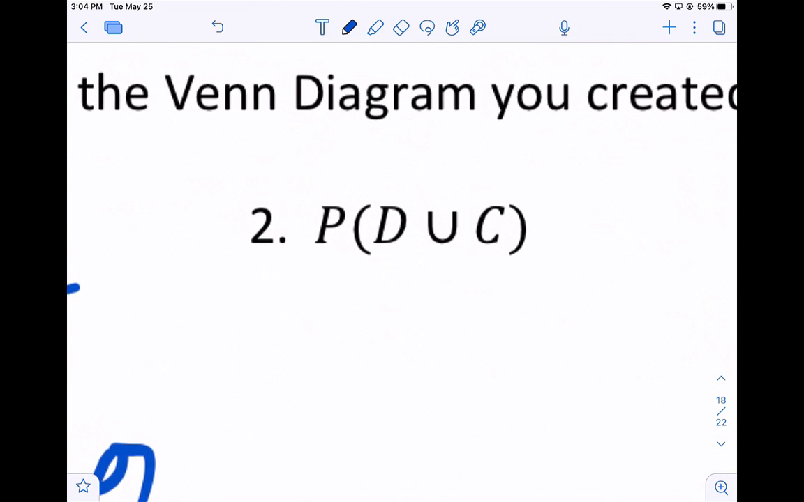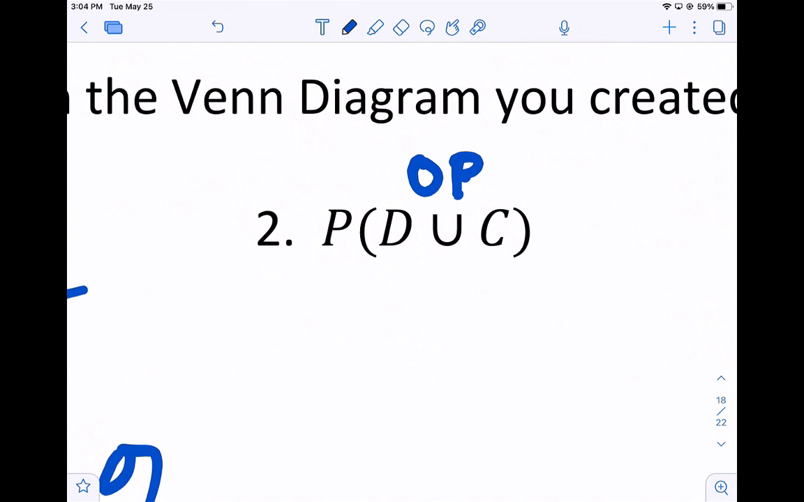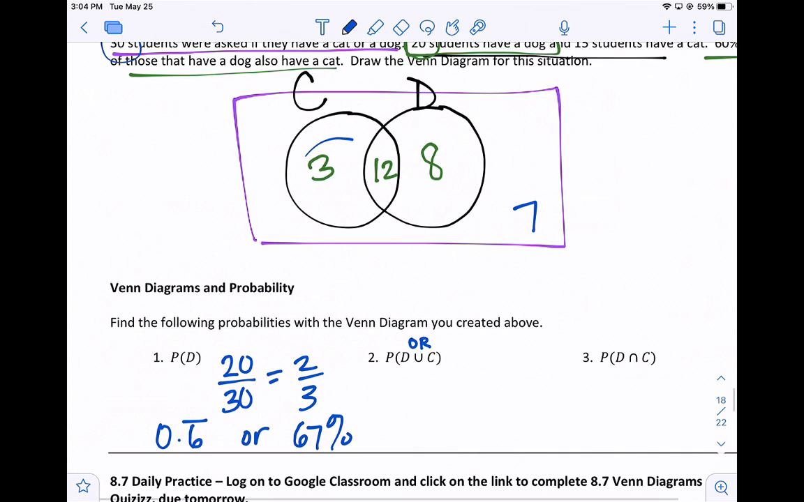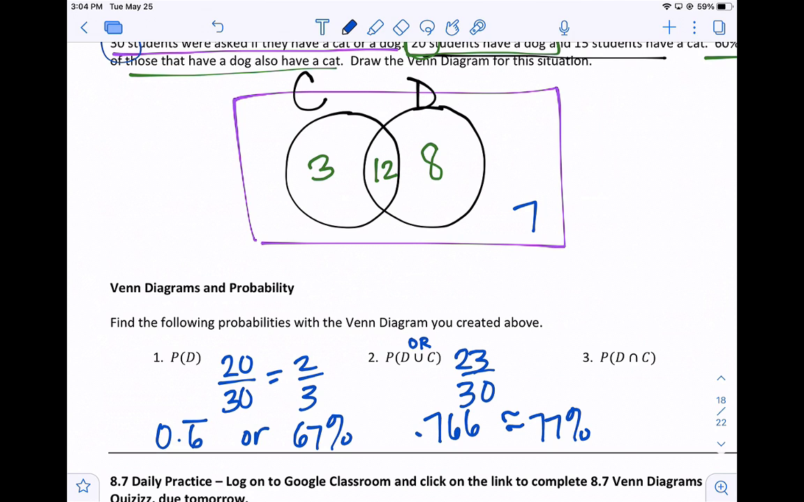All right, what's the probability of a dog or a cat? Or means one or the other or both. So it's everything within the circles, one or the other or both. So if we add those together, that was 23 students out of 30. And you can leave it as a fraction, or we can get the decimal or the percent. So the percent is 0.766 and so on, which is about 77% of the class has a dog or a cat.